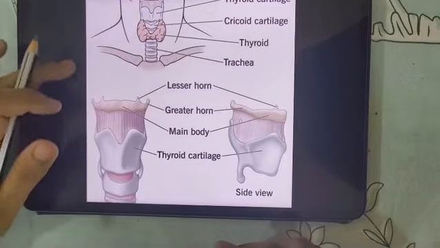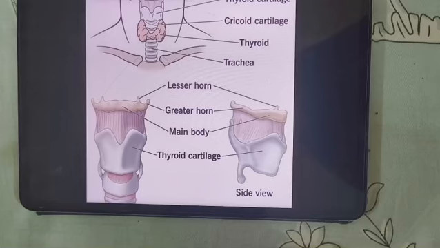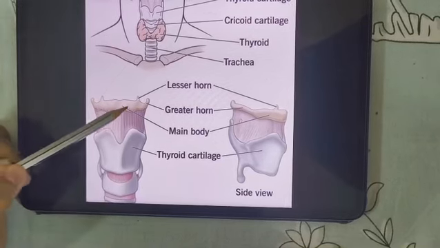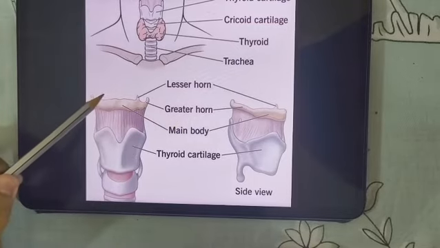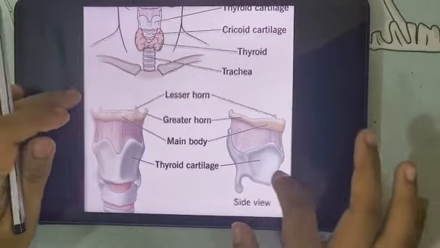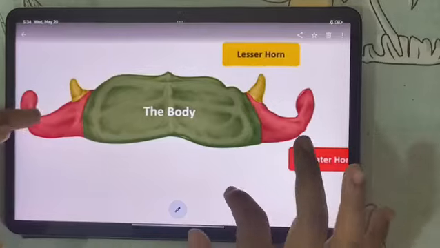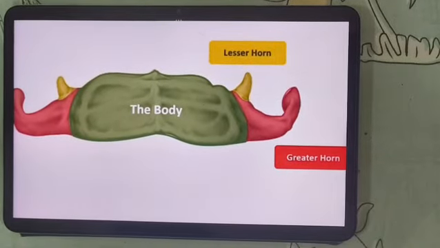Let's talk about the parts of the hyoid bone. There are totally 3 parts of the hyoid bone: the main body, a pair of greater cornua or the greater horn, and a pair of lesser cornua or the lesser horn. Now, let's talk about the body.